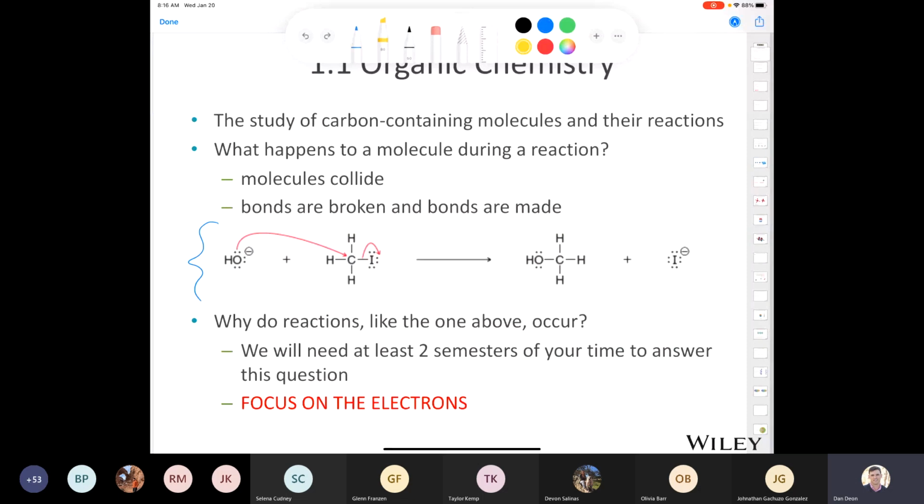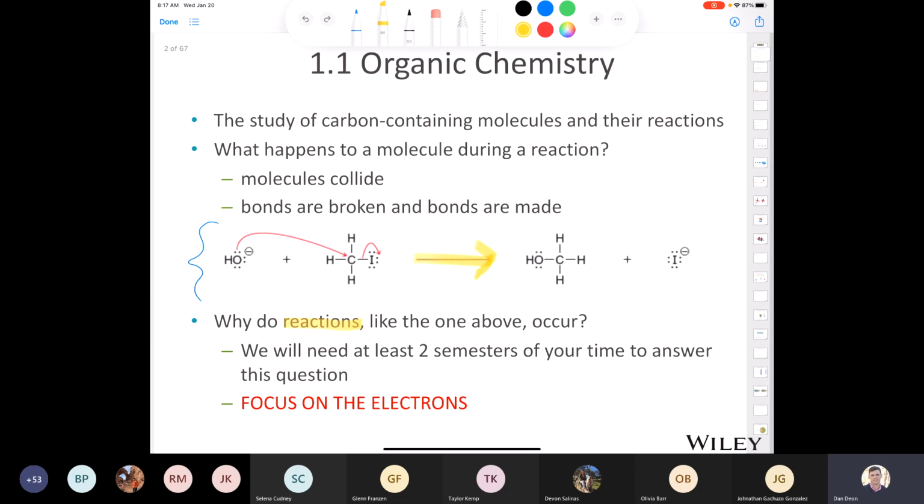There's some kind of reaction, and the question is, why is this happening? Why is this reaction occurring? Why is the arrow going in this direction? Why are we making these products? Well, you'd basically need 2 semesters to figure that out. Okay, it takes 2 whole semesters to really get a good grasp, or a beginner's grasp, on organic chemistry. But one thing I want you to keep in mind as we move forward in this class is to really focus on electrons. In organic chemistry, we spend a lot of time just talking about electrons.